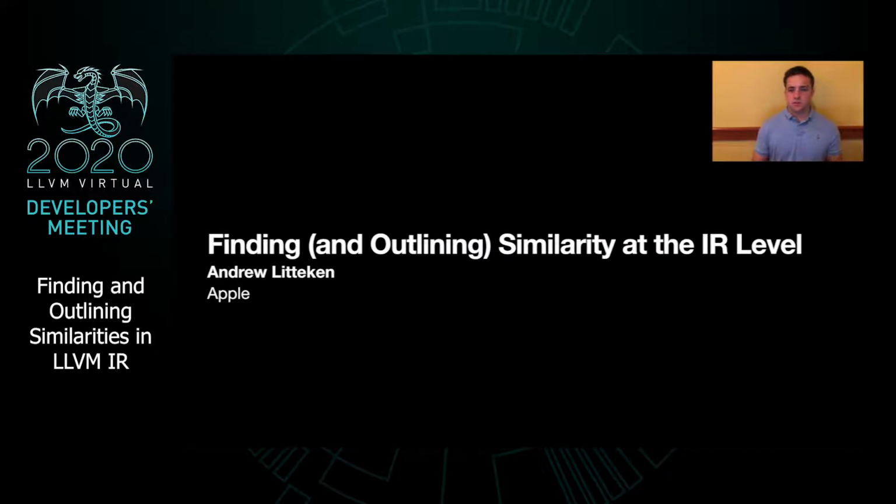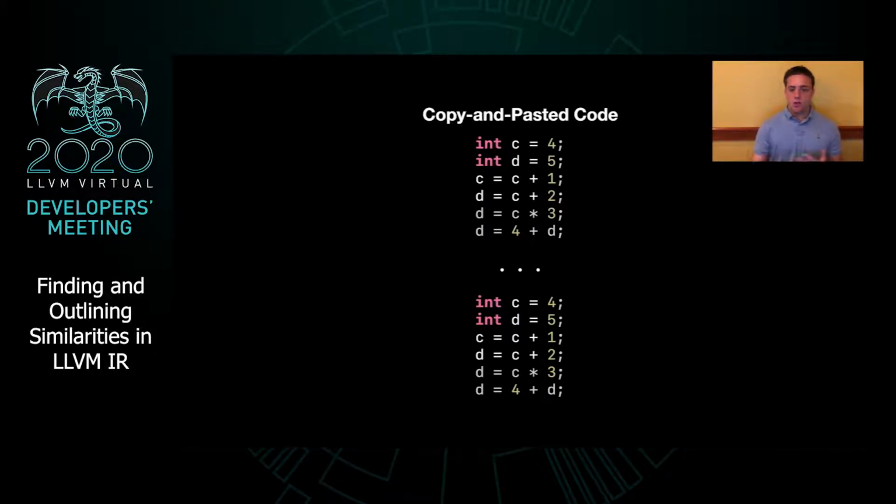Hi, I'm Andrew Lytkin, and I'm going to be talking about finding and outlining similarity at the IR level. We all write similar code, whether we intend to or not, whether it's copy-pasted code or rewriting the same section but just changing the variables around.